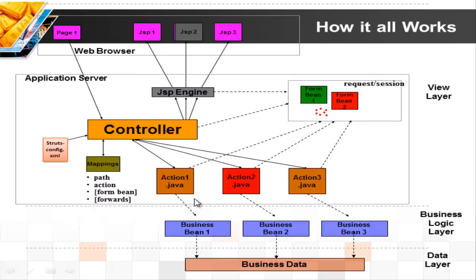Why can't you just put the business logic here? Why do you have to go to the other layer? The reason is, if you put your business logic in the action, that means you are mixing the business logic with the logic of the Struts.